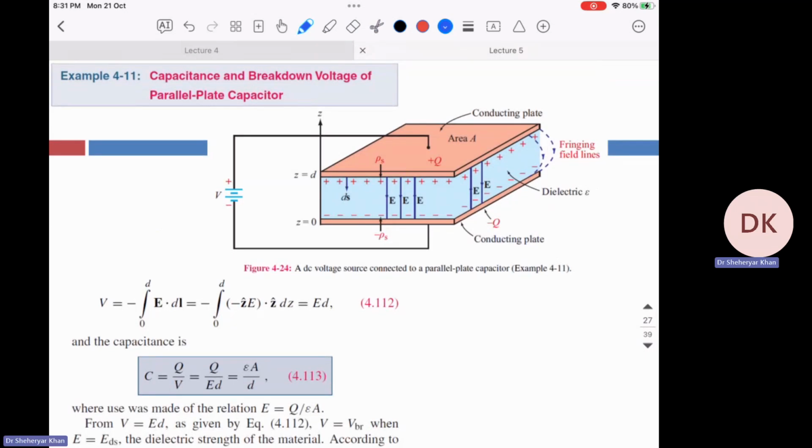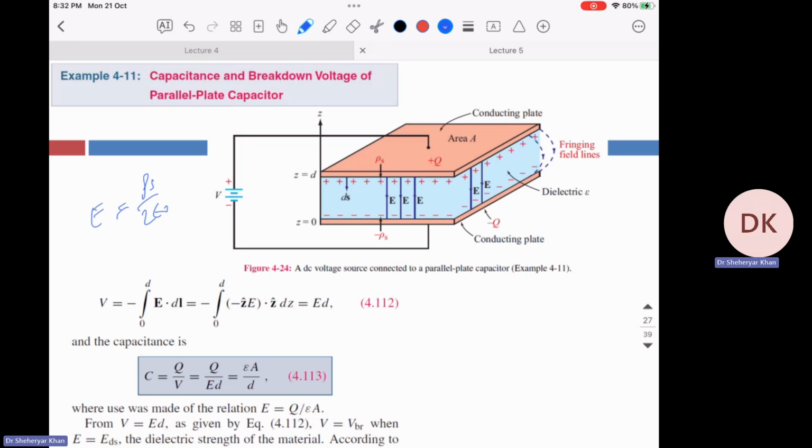Okay, now this is the capacitance and breakdown voltage of a parallel plate capacitor. So you have this capacitor with area A, another plate with the same area, separated by distance d. The charge density is positive on one and negative on the other. Connect to some voltage, right? So you see that the field is straight. Remember, rho s over epsilon naught is the electric field between two plates, right?